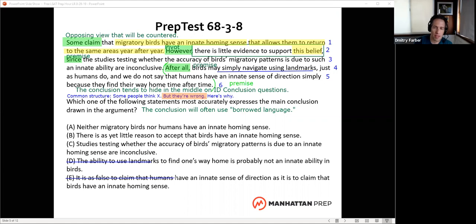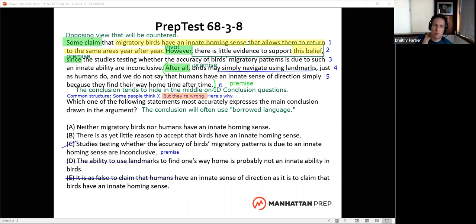Now, if we look at A, B, and C, C says studies are inconclusive. So what did we label C as? C was definitely there, but what did we label C as? What was the part about the inconclusive studies? Yeah, we said that was a premise already. So that can't be the conclusion because we've labeled it as a premise. It's outside of our box. So it leaves us with A and B.